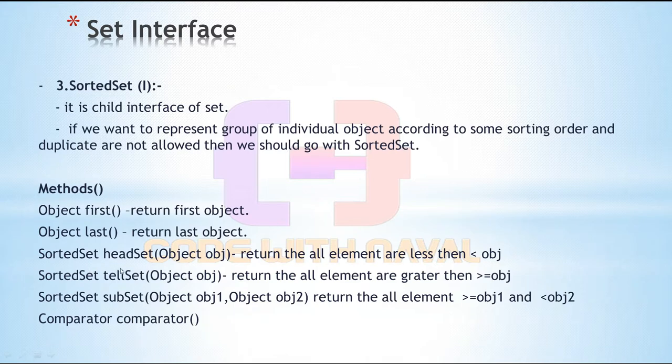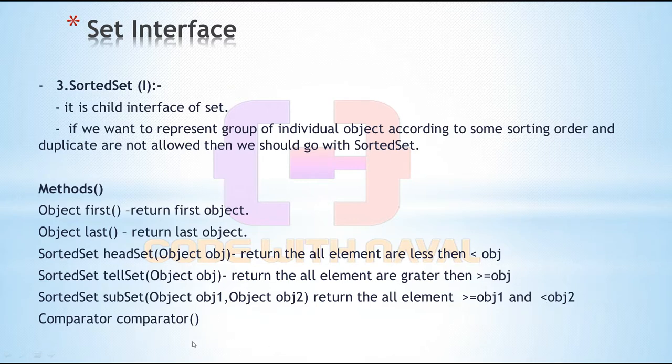then SortedSet headSet, here we pass an object, and it returns all the elements less than whatever object we pass. Then the second, SortedSet tailSet, provides all the elements greater than it. Then the next one is subSet. Here we pass two objects, and it will check greater than and less than, and return all the records between those two objects.